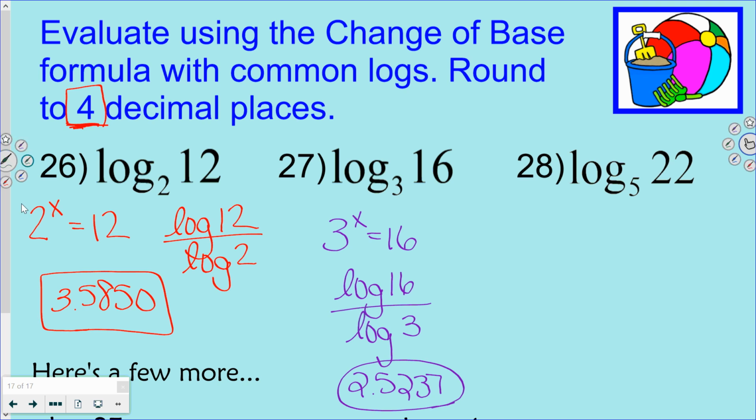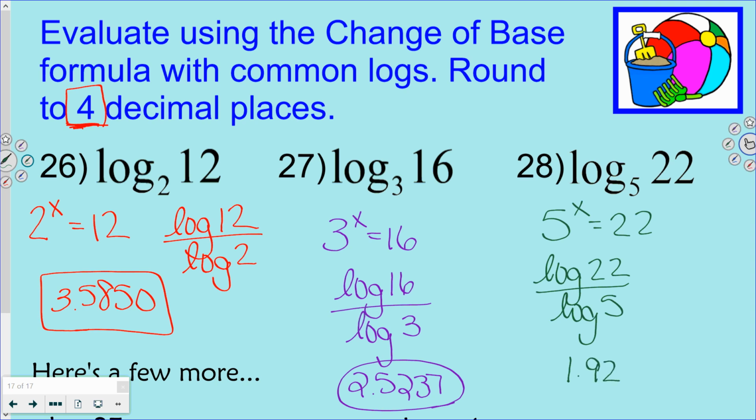And 28. Dakota, what is this asking me? Got to make sure we're understanding what that means. Good. So we'll take log of 22 divided by the log of 5. 0.92 what? 0.6. Good. Some kids really struggle with the rounding, so if you round to the wrong thing, I'm going to take a point off for it. So we want to be careful there. I'll take a point off if you round incorrectly.